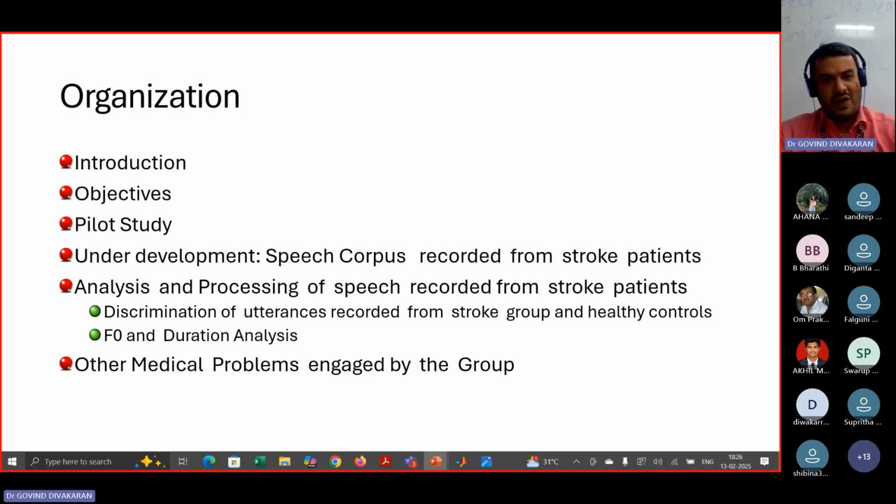We came across one such patient, and we carried out some recording from the TBI patient. Then we did some basic analysis on this TBI patient, took it as a case study, and based on the case study we developed a proof of concept.